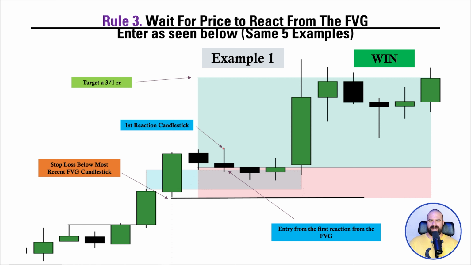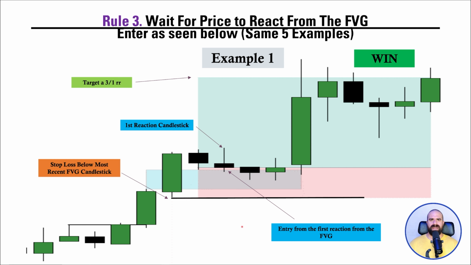A candlestick comes back and gives some form of reaction, and because we are not magicians and we don't know if price is going to continue lower, here we would have entered instantly at the low of this candlestick. The first reaction candlestick is the one that we are using. We are entering right here. We are targeting a fixed 3-to-1 reward to risk, but where does the stop loss go? Does it go all the way down? No, major mistake.